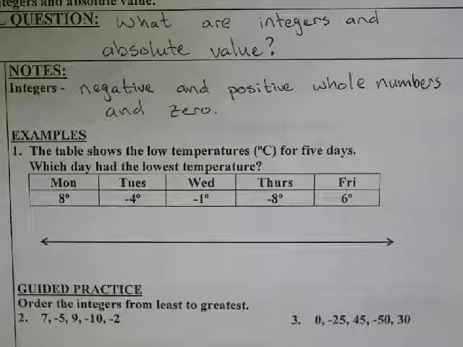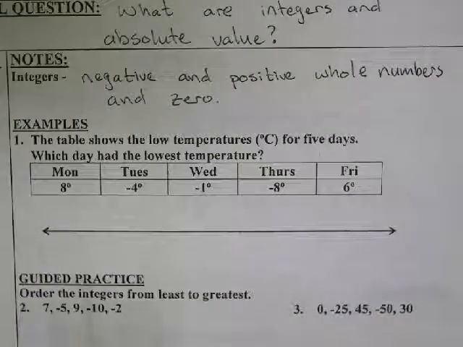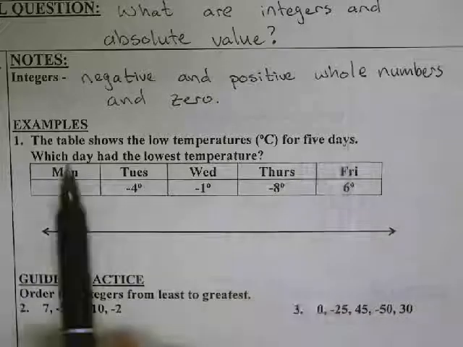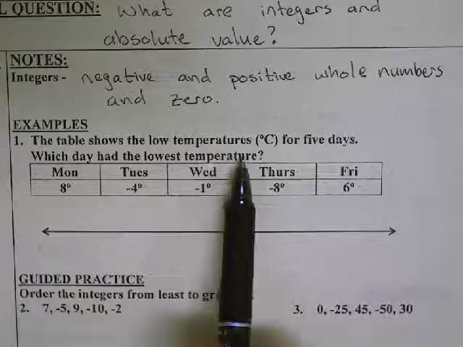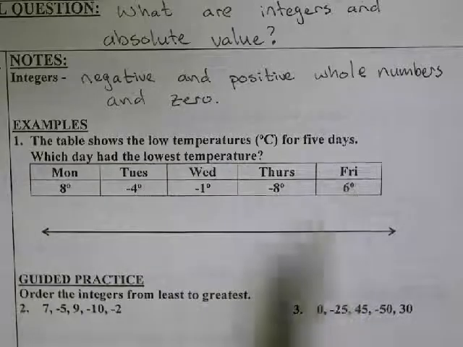Let's look at an example of how we can think about negative numbers and how we can plot them on a number line. So the table shows the low temperatures in degrees Celsius for 5 days. Which day had the lowest temperature? So first let's plot all 5 days on our number line, and then we'll see which one's the lowest.